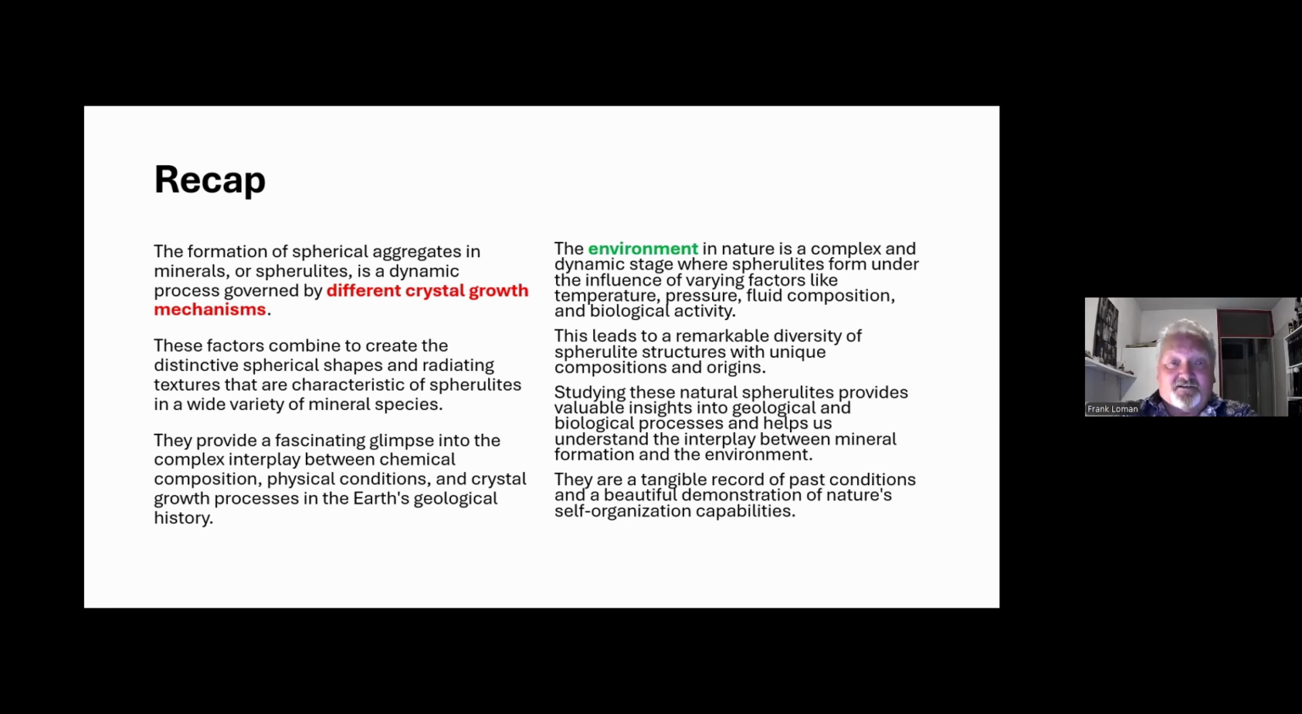And of course, the environment in nature is a complex and dynamic stage where spherulites form under the influence of varying factors like temperature, pressure, fluid composition, and biologic activity. This leads to a remarkable diversity of spherulite structures with unique compositions and origins. Studying these natural spherulites provides valuable insights into geological and biological processes and helps to understand the interplay between mineral formation and the environment. They are a tangible record of past conditions and a beautiful demonstration of nature's self-organization capabilities.